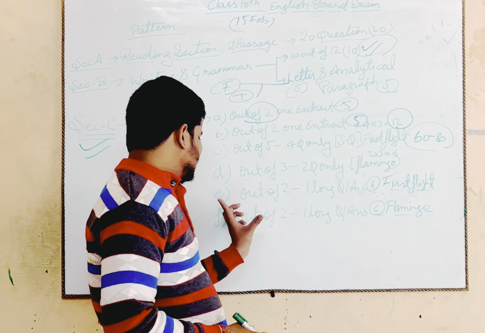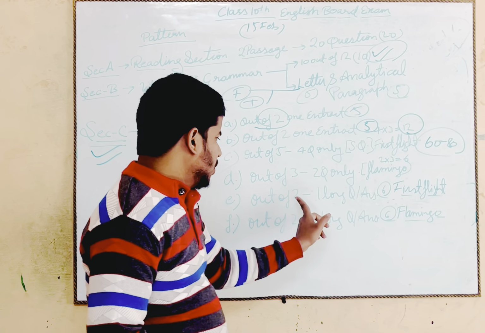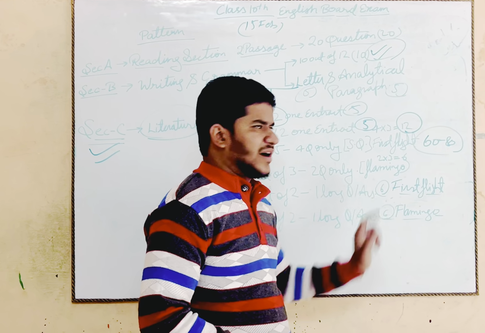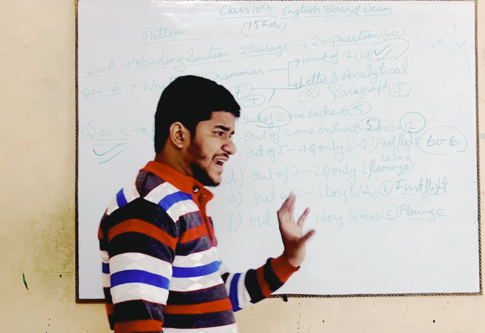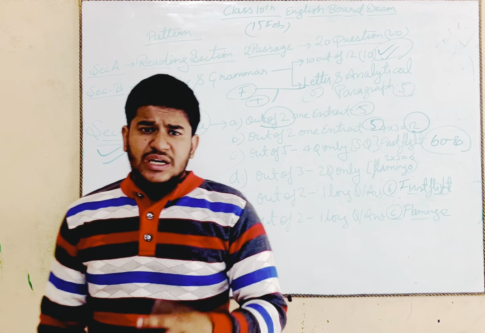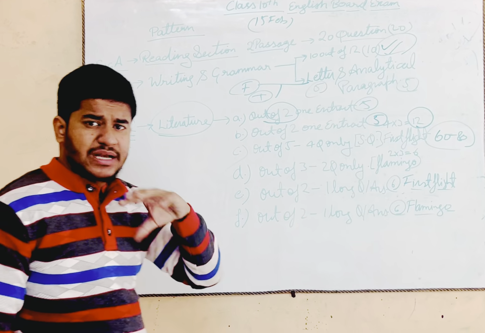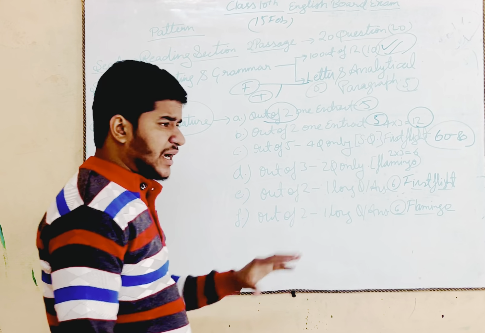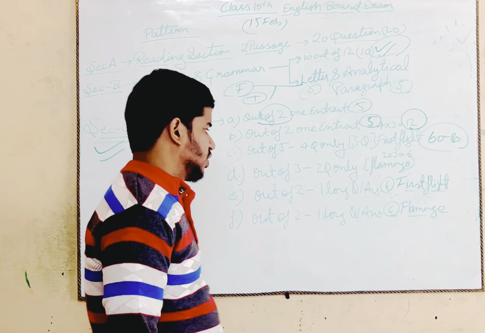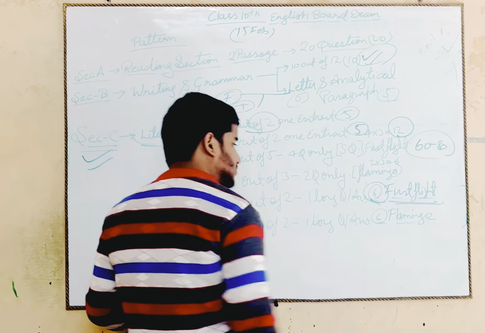Now the second last part of this section is 1 long question out of 2 from First Flight. This long question is very critical, and generally these long questions are very tough because in these questions your view is also asked. So please practice these questions so that you can easily solve them in your examination hall. This is of 6 marks and this question is from First Flight.